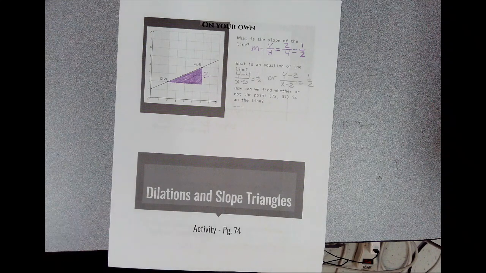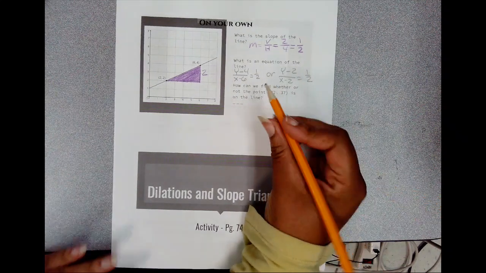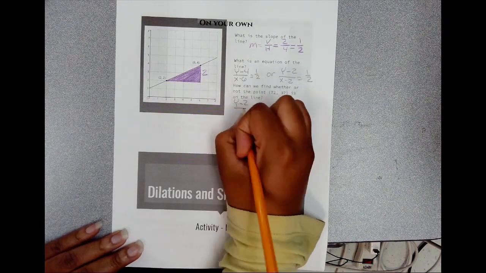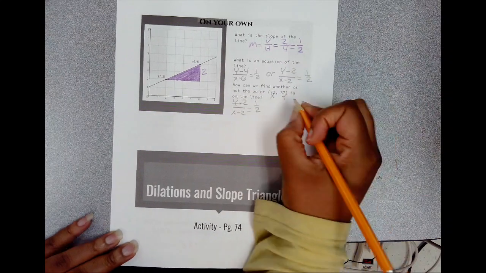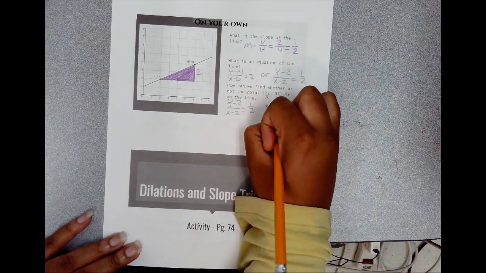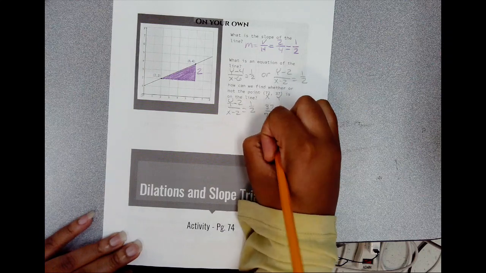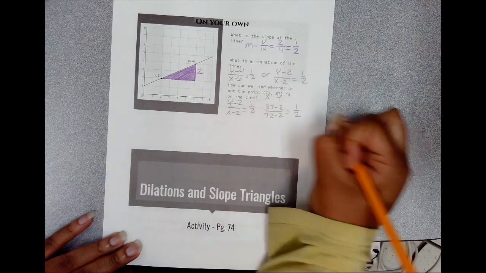And then last, it says, how can we find whether or not the point (72, 37) is on the line? Well, you can find out by plugging that point into any one of those 2 equations, and it will let you know whether or not it is an actual point on that line. So let's do just that. Let's use this equation. This is x and that's y. So (37 minus 2) over (72 minus 2) is supposed to give me an answer that reduces to 1/2.